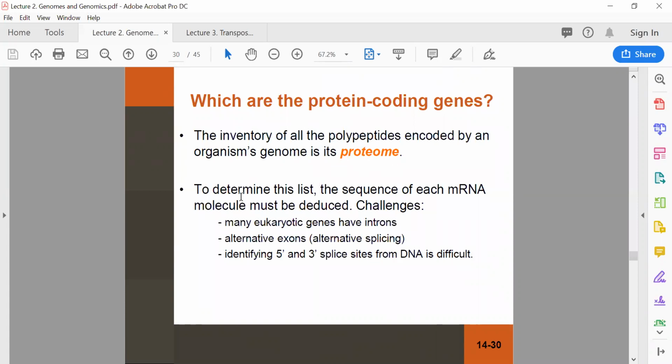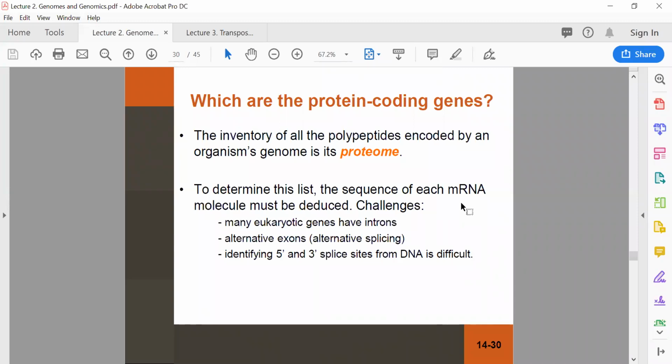So in order to determine this list, the sequence of each messenger RNA molecule has to be deduced, because as you can imagine, if that gene is a protein coding gene, it is going to be transcribed into messenger RNA, because you know that it's the messenger RNA that determines the polypeptide sequence. So if you can sequence the messenger RNA molecules from a cell or from cells, then you can be fairly sure that those messenger RNAs will be translated into proteins. And that enables you to determine the proteome of the organism.